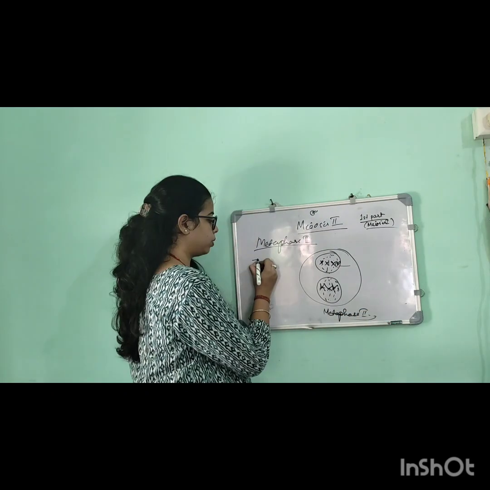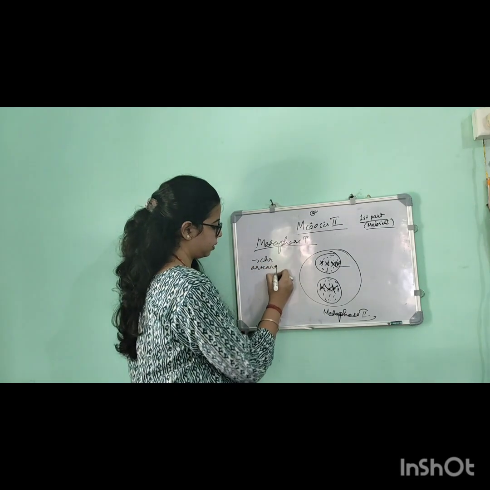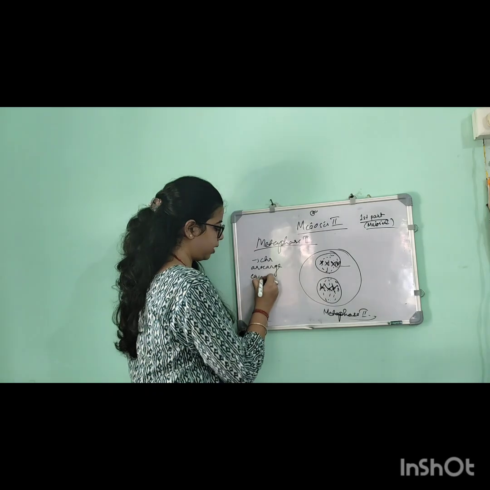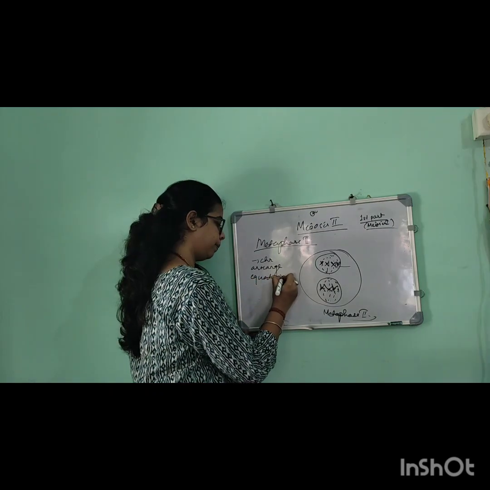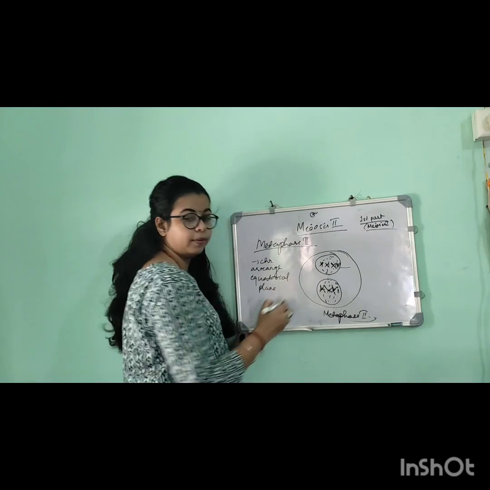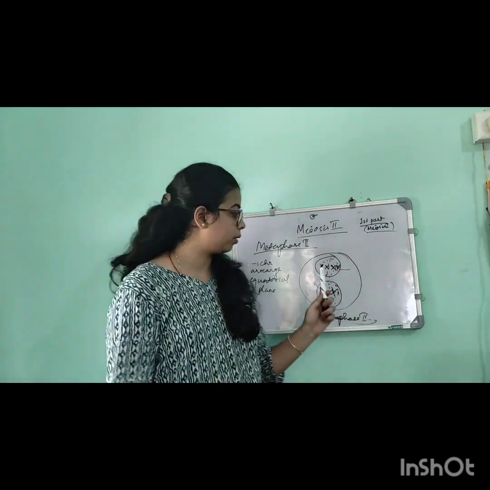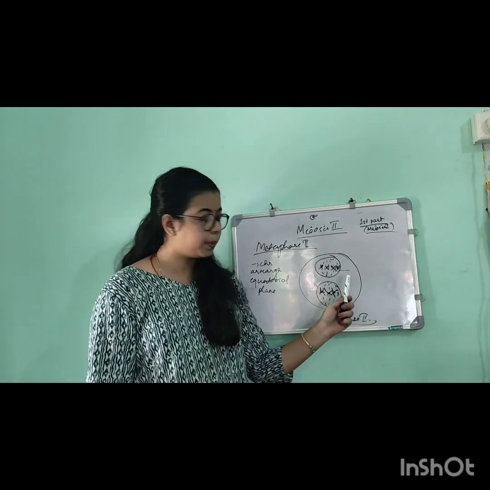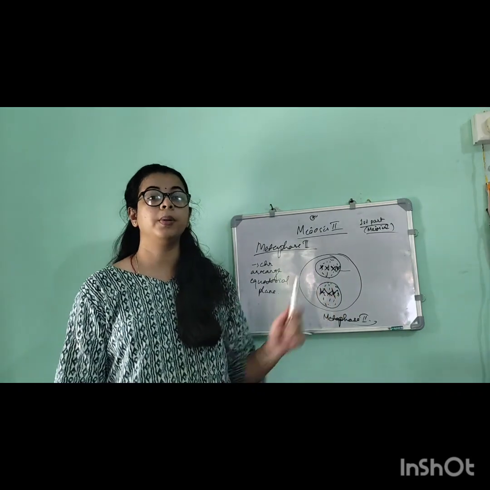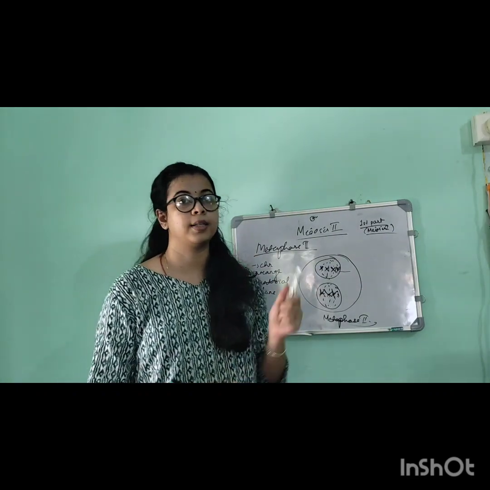The chromosomes arrange themselves in the equatorial plane with the spindle fibers attached to them. They are arranged in the equatorial plane, but now they will get ready to be pulled apart to the opposite poles, and that stage is known as anaphase.